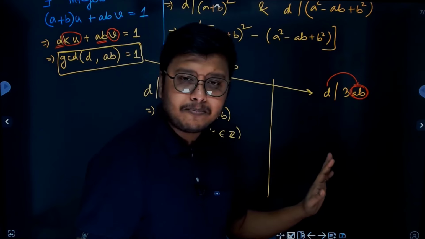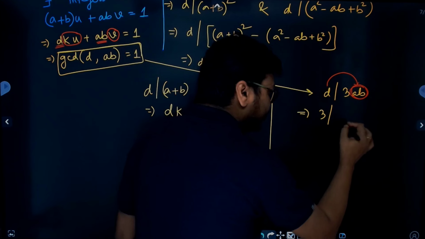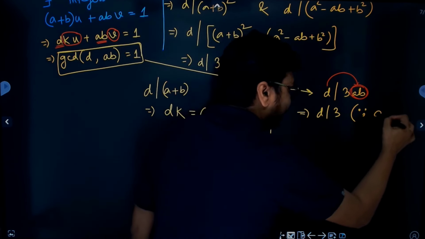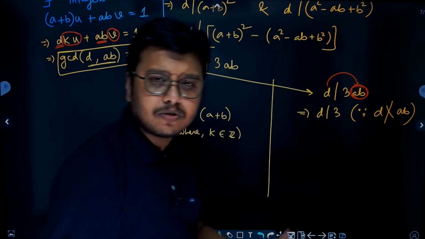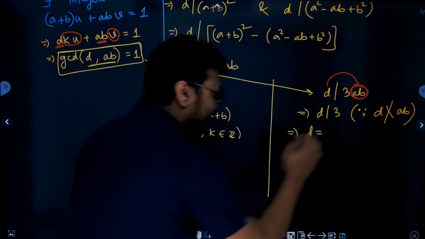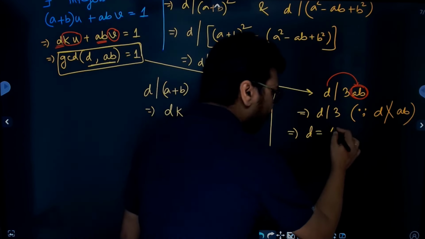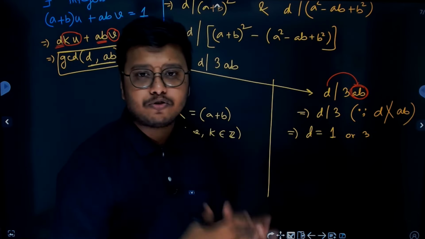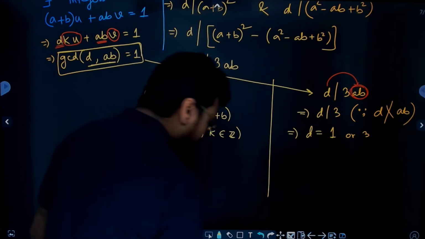If d and ab are mutually prime and still d is dividing 3 times ab, that means d is actually dividing 3, since d definitely does not divide the product ab, because their GCD is 1. So we have d divides 3. If a number divides 3, that number can be either 1 or 3, because either 1 divides 3 or 3 divides 3 itself, and there is no other positive number which divides 3. So d is 1 or 3.